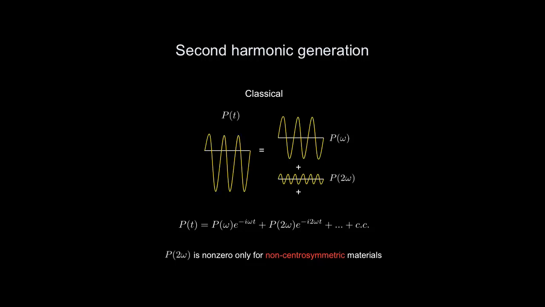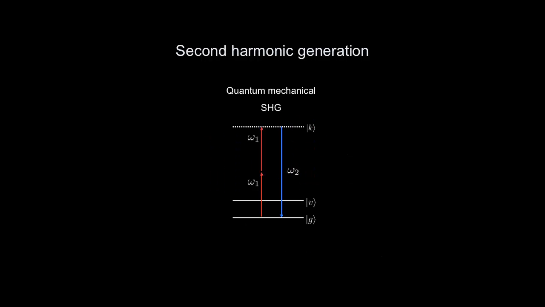The polarization for this process, for the second harmonic generation, is non-zero only for certain kinds of materials. They are called non-centrosymmetric, and I'll give some examples of what these materials mean.